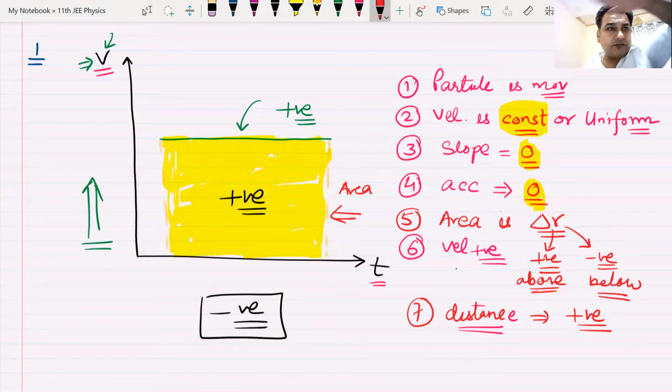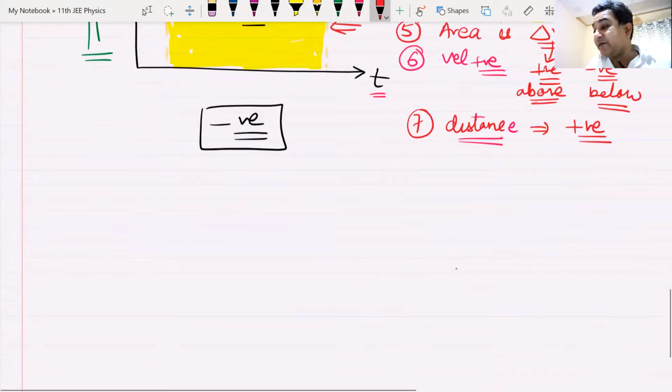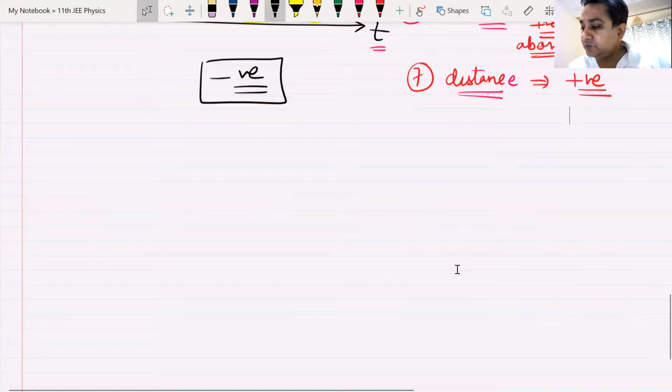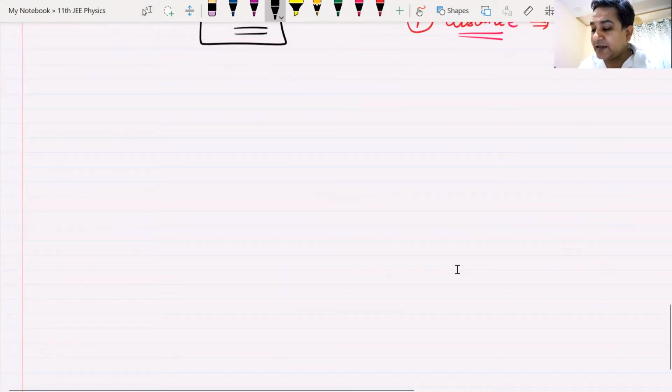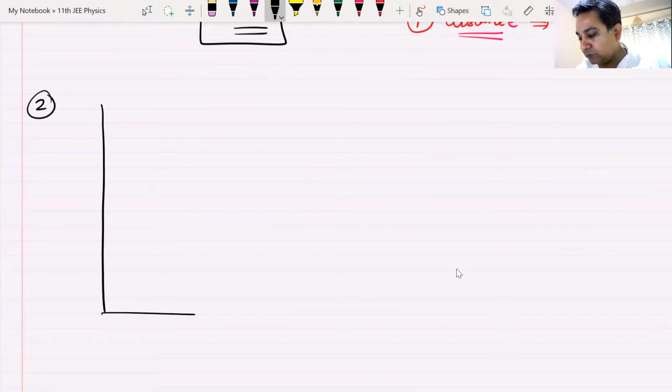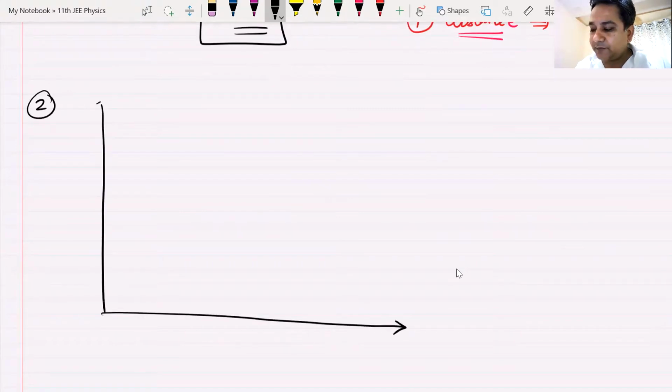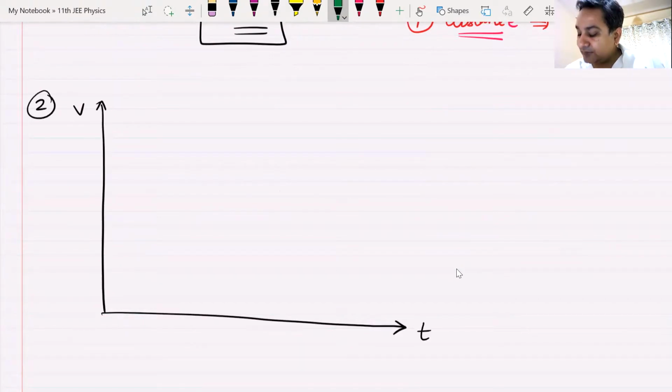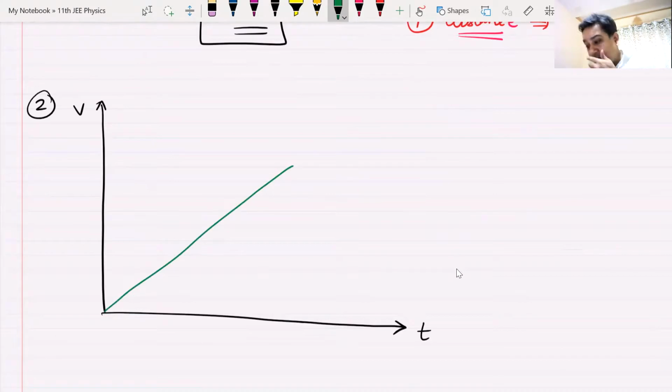Velocity time graph parallel to the x-axis. That will take me to the second graph. And the second VT graph would be like this. Now let us discuss what are the points that we understand from this graph.